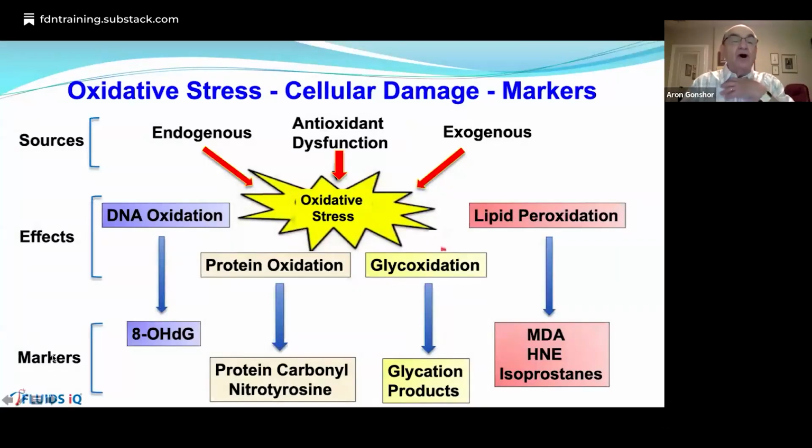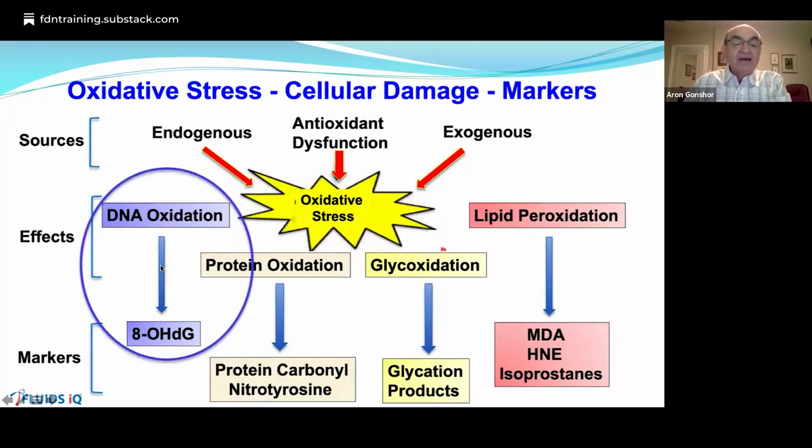And so, as I said, there are a number of different types of reasons you get oxidative stress. One is endogenous, another one is exogenous, coming from outside, and one is the antioxidant dysfunction. It's just not creating antioxidant function well enough. And I mentioned before that you can have lipid issues, you can have protein issues, and DNA. And the markers for that can be markers of DNA oxidation or of protein and lipid.